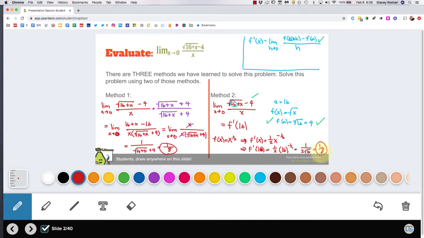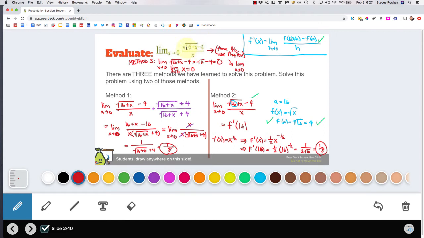Now I said there's actually 3 methods, and I am going to go ahead and do one more, even though I'm running out of space here. This might be a L'Hopital problem. Let's see if it is. The limit as x approaches 0, if I put in the 0 on the top, I get root 16 minus 4, which is 0. In the denominator, that is just 0. So since this is of the form 0 over 0, we can use L'Hopital. And remember, L'Hopital is that you take the derivative of the top over the derivative of the bottom. So you're not taking a derivative of the quotient, but this is L'Hopital's rule.